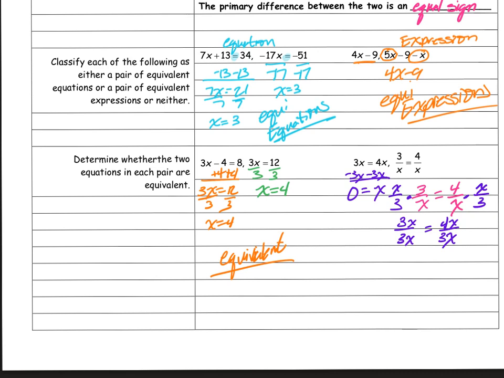So what's 3x divided by 3x? I've got the same thing divided by the same thing, so that equals 1. And then 4x divided by 3x: my x's make a 1, so they can go away, and I get left with 4 divided by 3. Does 1 equal 4/3? No, it doesn't. So this is not equivalent.